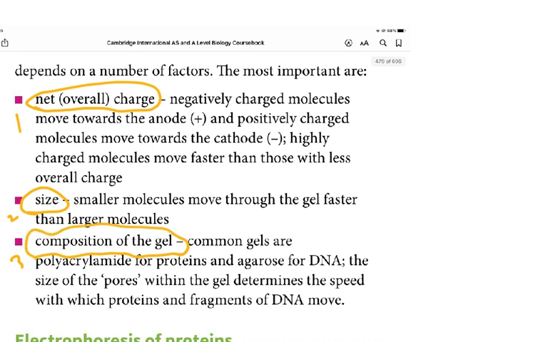Now the common gels are polyacrylamide, which we use for proteins, and agarose for DNA. The gel must have some pores in it because it's going to allow the DNA fragments to move. So the pores within the gel determine the speed with which the proteins and the fragments of DNA move. So we're going to use gel electrophoresis to analyze proteins, and to analyze fragments of DNA.